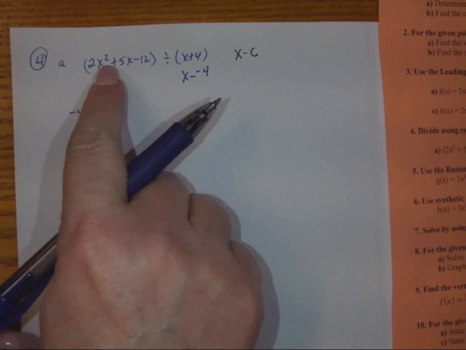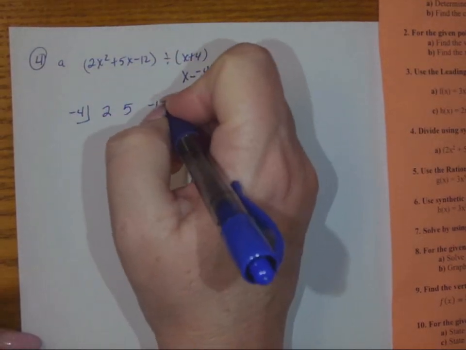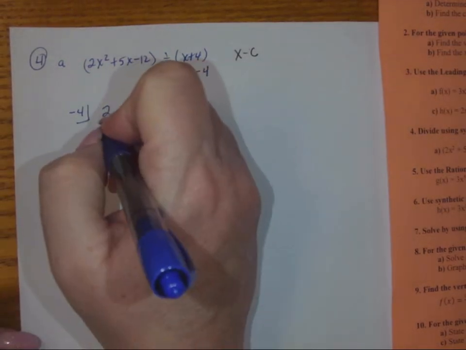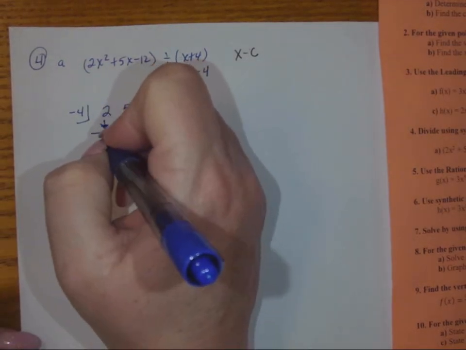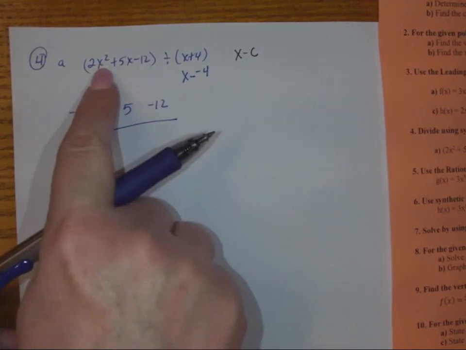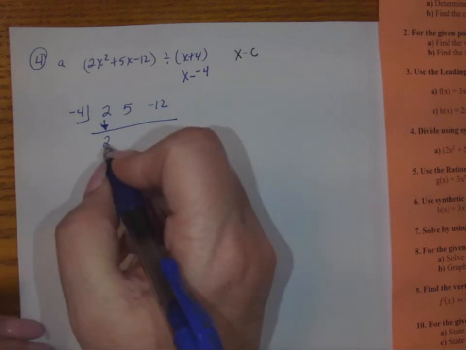And then we're going to pull down all of the coefficients that are here. So we have 2, 5, and negative 12. Make sure you bring the signs. Draw our line. We bring the first number down. Now, if you're missing a term, like this goes from x squared to x, if we had a missing term of x, we would zero fill. So we bring down the 2.